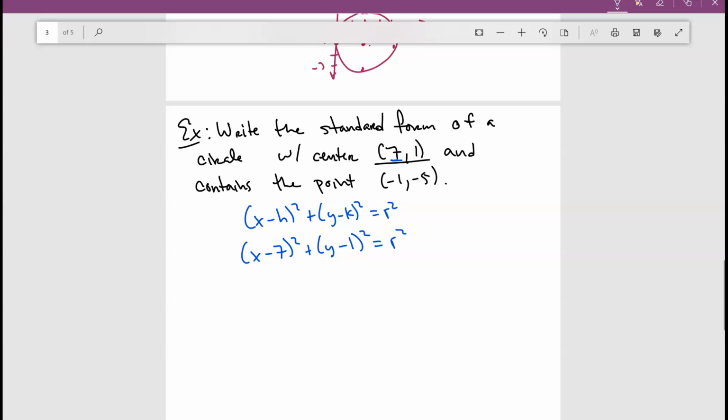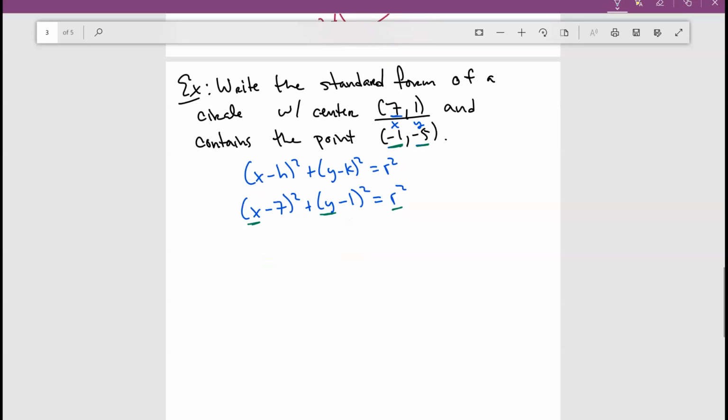But they gave us another piece of information. The circle contains this point. So this is just a point (x, y). So guess what we're going to do with this x and y? Well, all we've got to do is just plug it in. I'm going to take this x and this y and plug it in there, and I'm going to figure out what my r is.